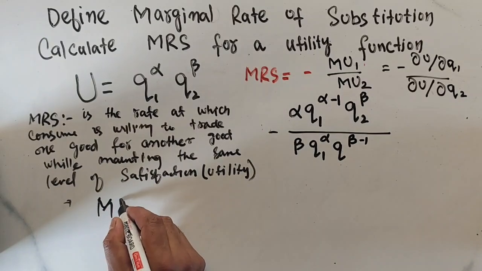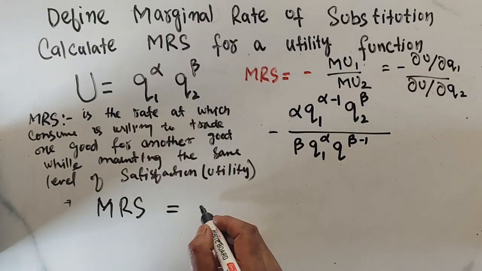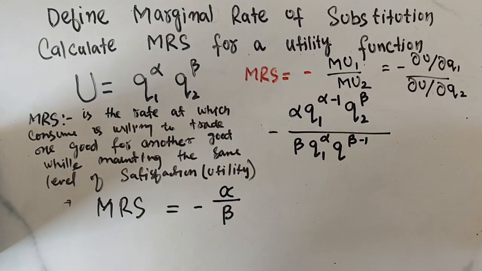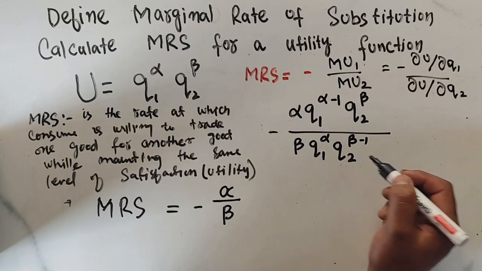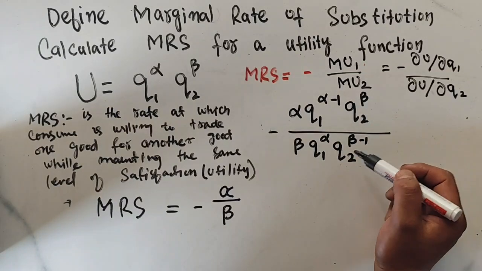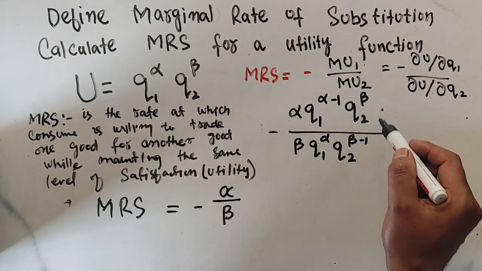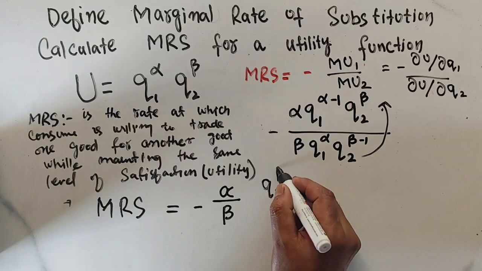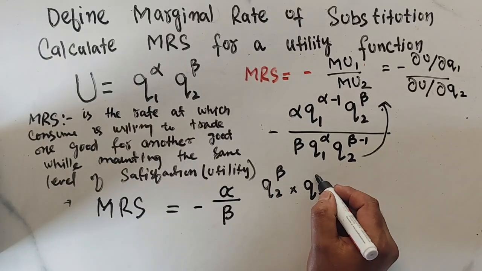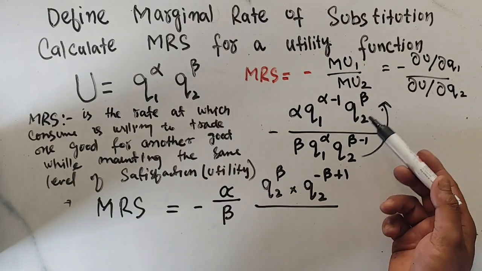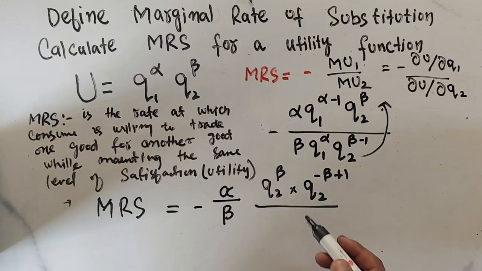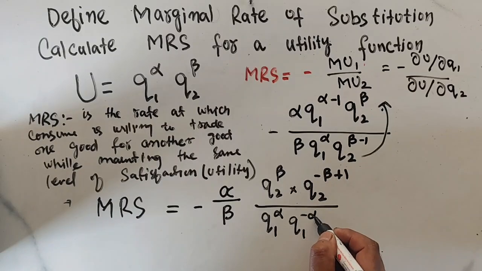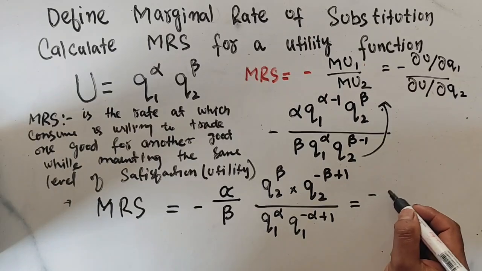Okay, that means our marginal rate of substitution will be equal to negative alpha upon beta. What we do here is transpose this q2 raised to the power beta minus 1 to the numerator, and we transpose q1 raised to alpha minus 1 to the denominator. So in the numerator we get q2 raised to the power beta, and when I transpose the denominator term, it becomes q2 raised to the power minus beta plus 1. When we change terms from numerator to denominator or vice versa, the exponent sign changes. In the denominator we have q1 raised to the power alpha, and when I transpose this, it becomes q1 raised to the power minus alpha plus 1. So we get here minus alpha upon beta.